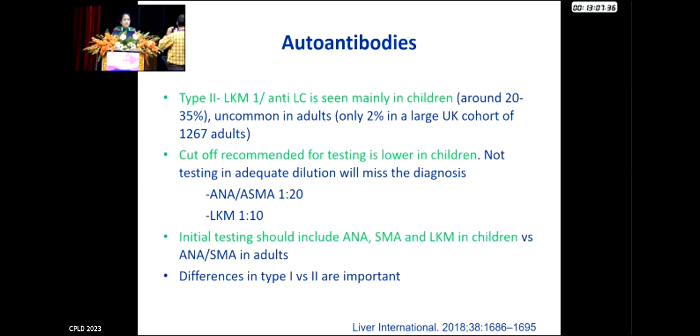The second difference is that the autoantibodies in children are present in a much lower dilution. So if you ask for a cutoff of 1:40, it will come as negative and you will say there is no autoimmune liver disease. So you have to ask for a lower dilution of 1:20 for ANA and SMA, and 1:10 for LKM.